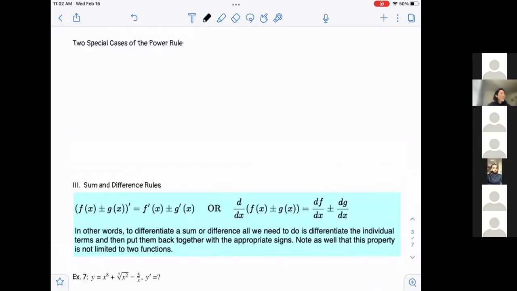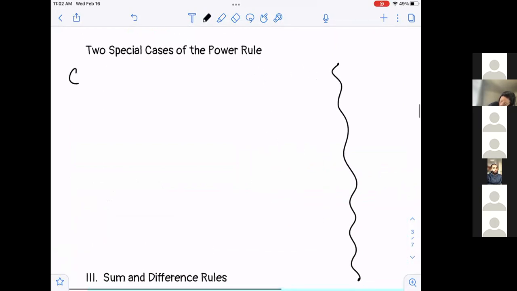All right, so 2 special cases of the product rule. We're going to divide this page in half. We will talk about the constant rule first. Now, the constant rule is something that you'll sometimes see in textbooks as a different rule. I like to think of it more as a special case of the power rule, but it is important to talk about.